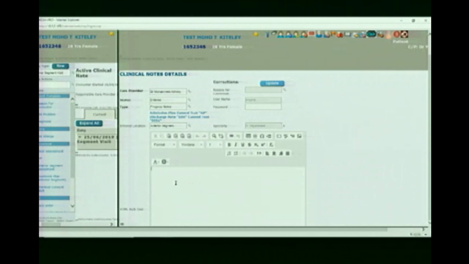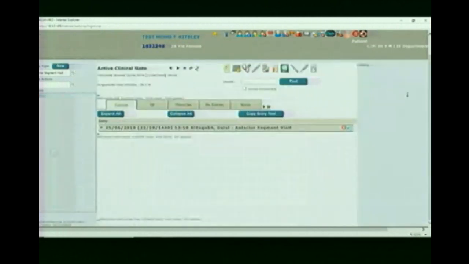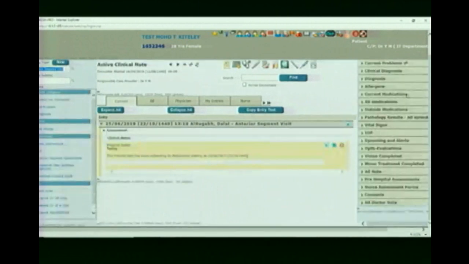As progress note, for example. Testing. I click update here. All what you have entered for specific patient, it will be shown here for the specific visit, for the current visit, in the current tab.